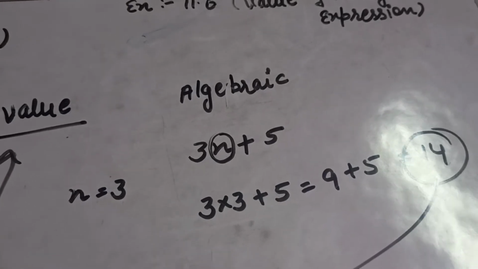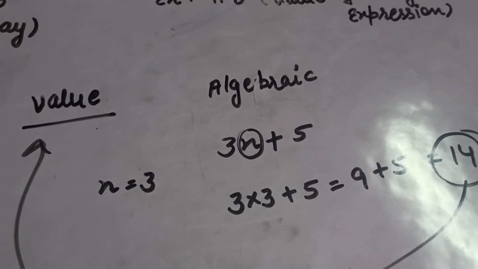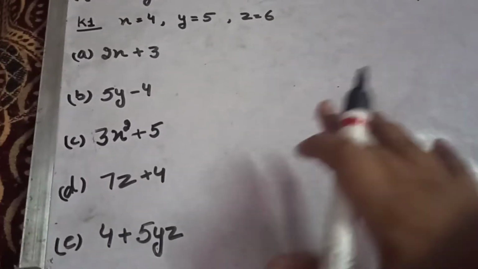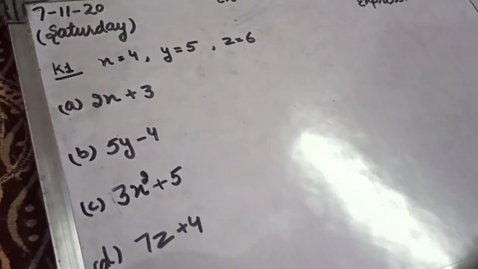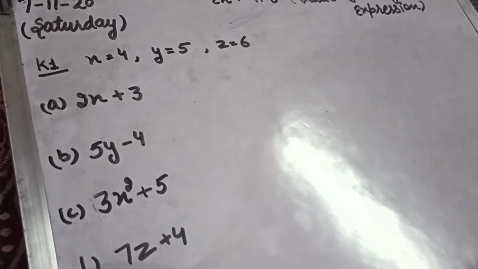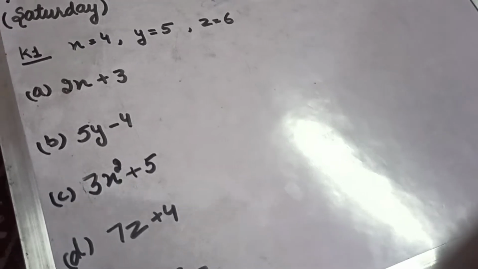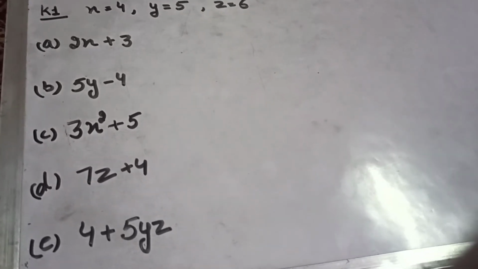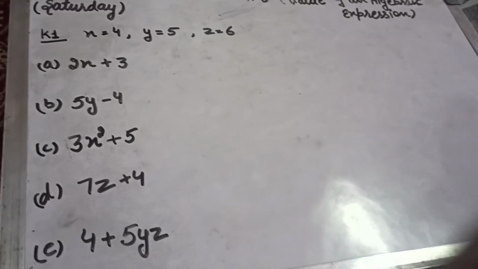Clear? Same with this, we will start our exercise, and in the exercise, the first question is like this. So, see students, this is your first question, Q1 of exercise 11.6. Evaluate the following expressions if x equals 4, y equals 5 and z equals 6. Now we have to find the value of these algebraic expressions.